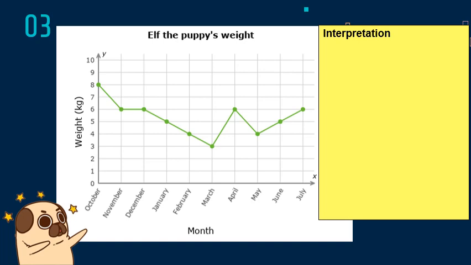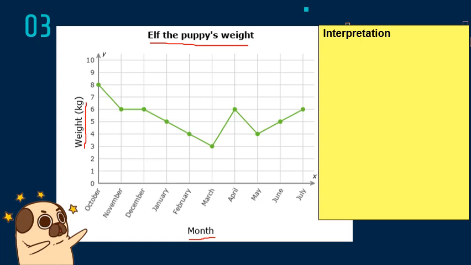Okay, let's look at another example. So here we've got Elf the puppy's weight. So that's my title, and I've got a line graph. So the first thing I'm going to do is look at my x-axis, and I can see here this is months, and my y-axis I've got weight in kilograms.